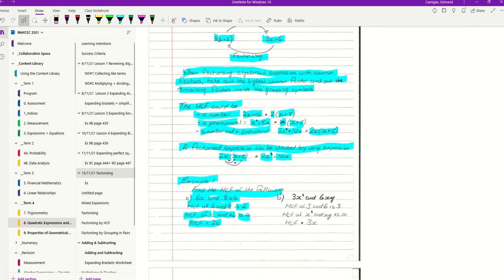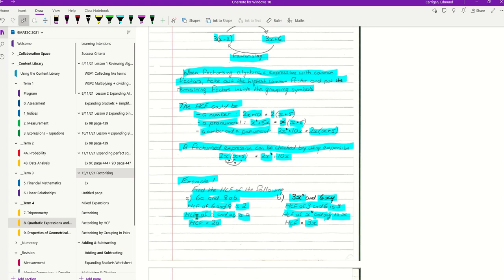So at this stage we're just trying to find the highest common factors. Highest common factor of 3x squared and 6xy. Highest common factor of 3 and 6 is 3. Highest common factor of x squared and xy: x will go into x squared, x will go into xy. Highest common factor is x. So the HCF is 3x.